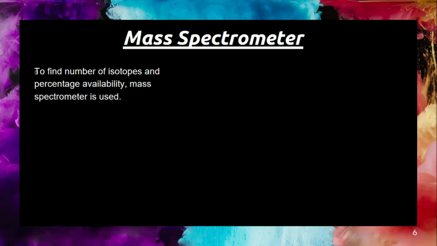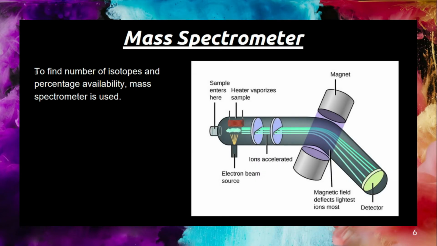Then we come to something which is relatively new, which is the mass spectrometer. This mass spectrometer is used to find the number of isotopes and their natural abundance, or percentage availability. I have attached a small diagram of a mass spectrometer, where you have the several parts it's broken up into.